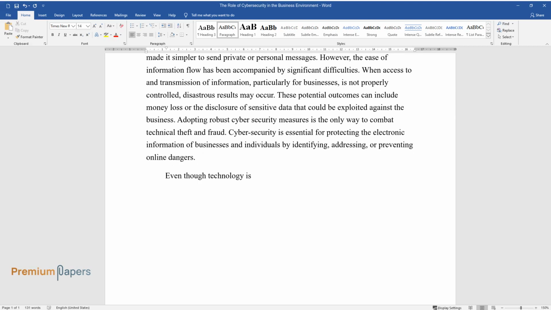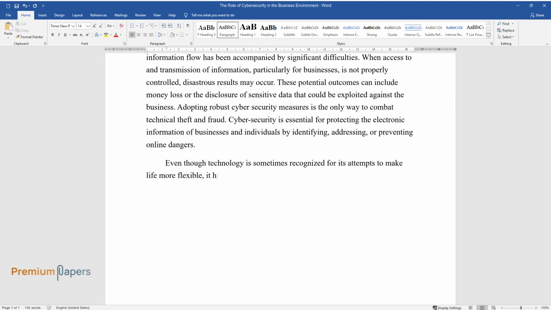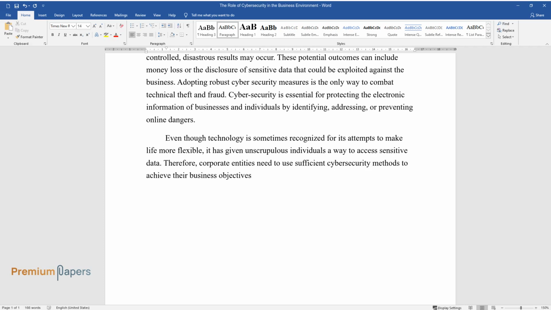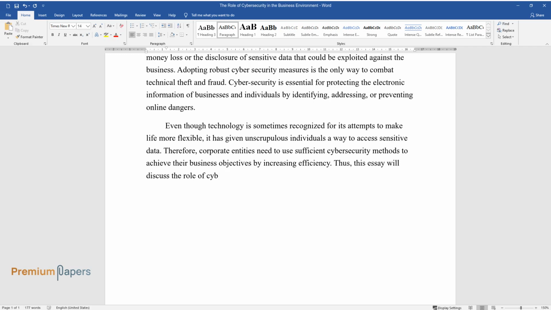Even though technology is sometimes recognized for its attempts to make life more flexible, it has given unscrupulous individuals a way to access sensitive data. Therefore, corporate entities need to use sufficient cybersecurity methods to achieve their business objectives by increasing efficiency. Thus, this essay will discuss the role of cybersecurity and the top computer security techniques.